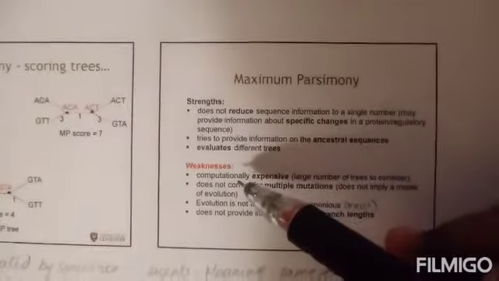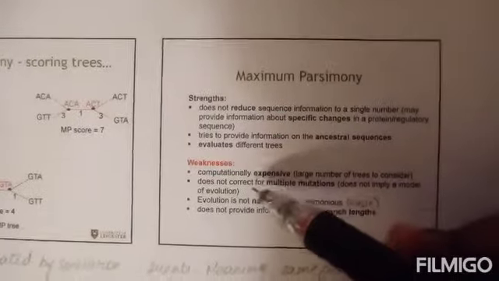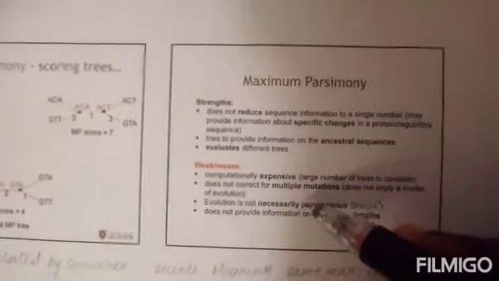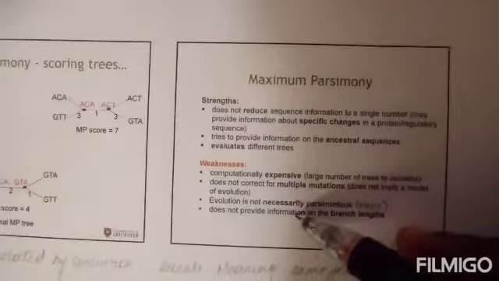The weaknesses are: it is computationally expensive. It does not correct for multiple mutations. Evolution is not necessarily parsimonious. It does not provide information on the branch lengths. Okay, friends, if you want, I can rewind what we spoke about today.